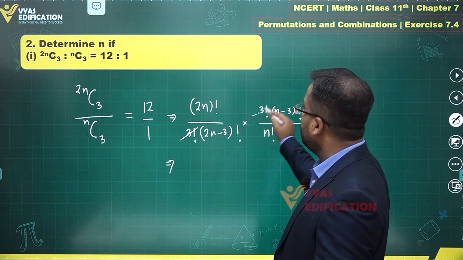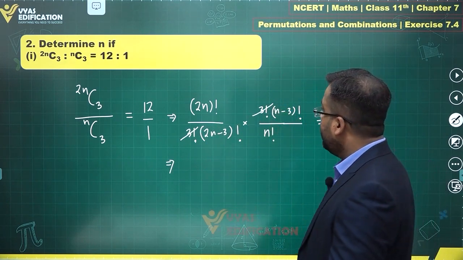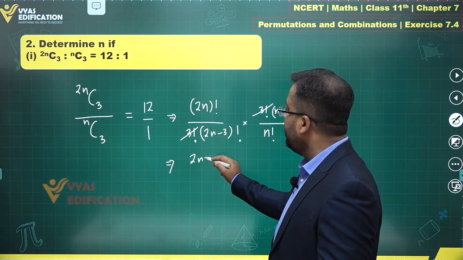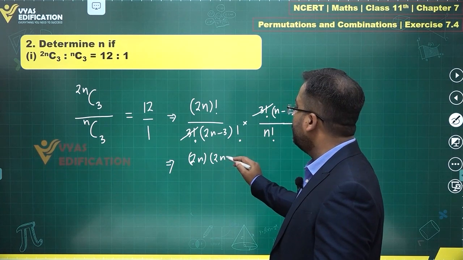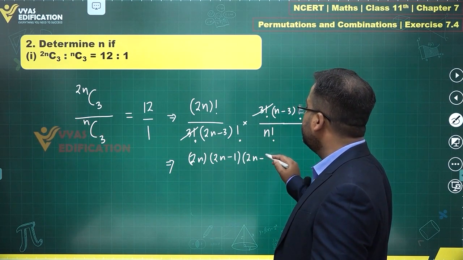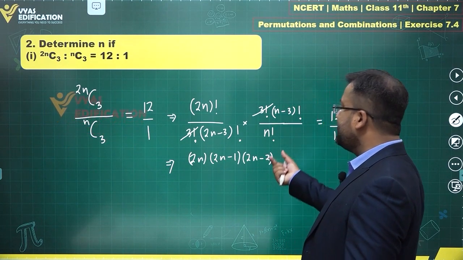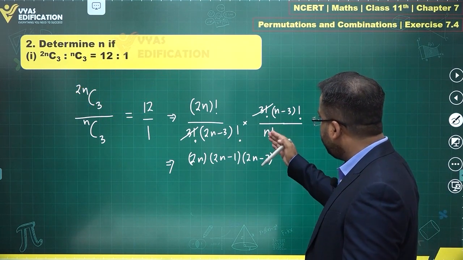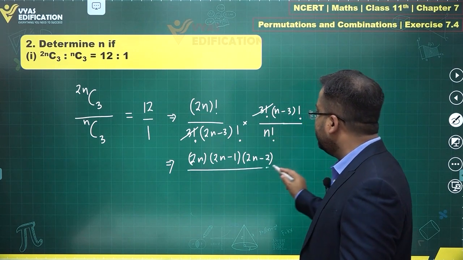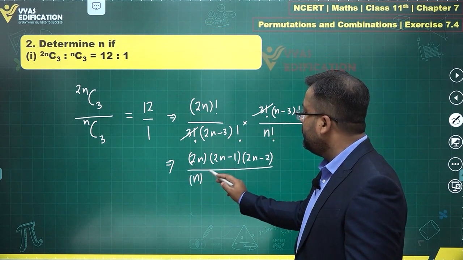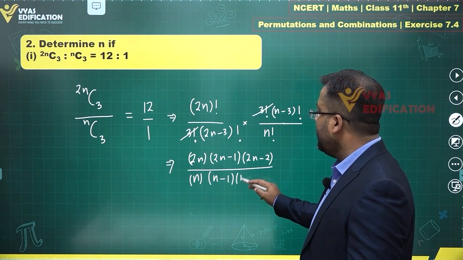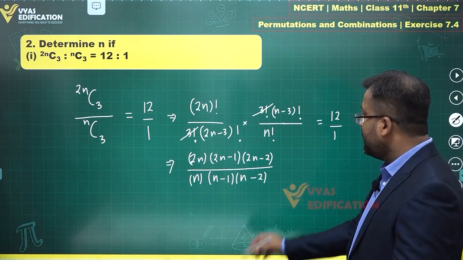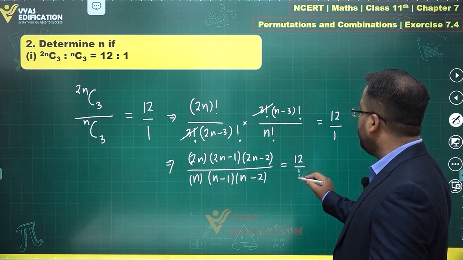So 3! cancels with 3!, and in 2n factorial over 2n minus 3 factorial there are a few extra terms. What are those? 2n, 2n minus 1, 2n minus 2, and the next term would be (2n minus 3)!, which gets cancelled with the denominator. What about the other term, n factorial and n minus 3 factorial? N factorial is greater, so n, n minus 1, n minus 2 will be there, and after that (n minus 3)! gets cancelled. And this is equal to 12/1.